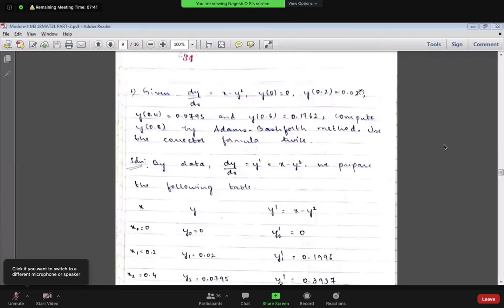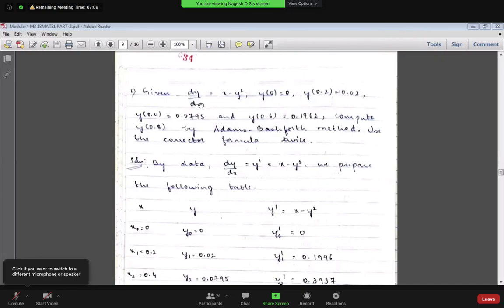Given dy by dx equal to x minus y square, y of 0 equal to 0, y of 0.2 equal to 0.02, y of 0.4 equal to 0.0795 and y of 0.6 equal to 0.1762. Compute y of 0.8 by the Adams-Bashforth method. Use the corrector formula twice. This is the given problem.